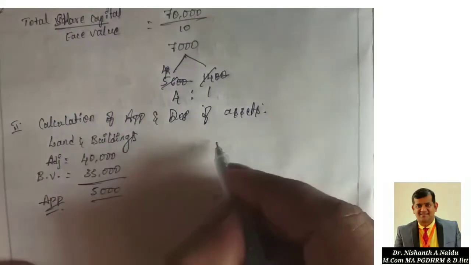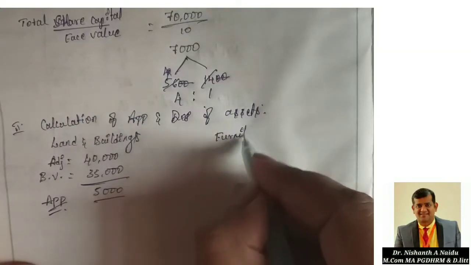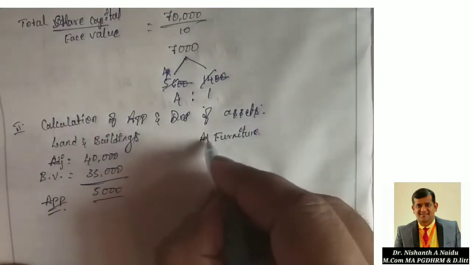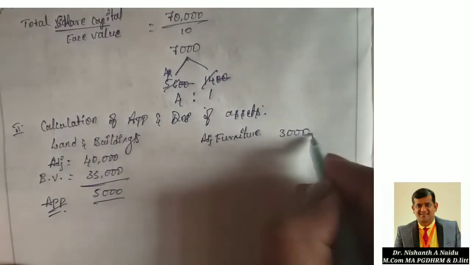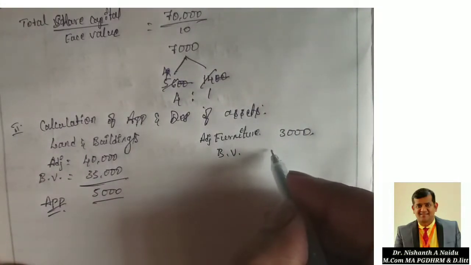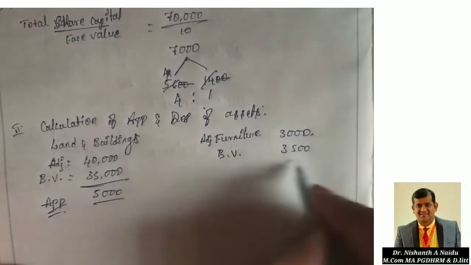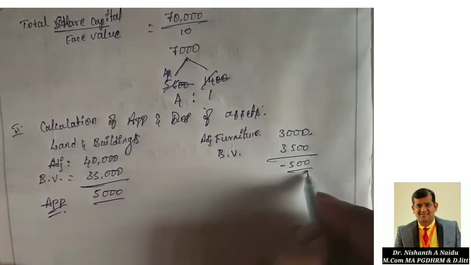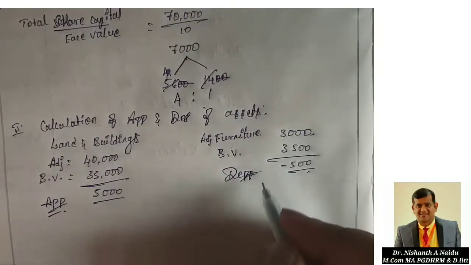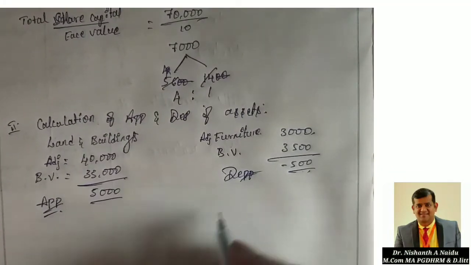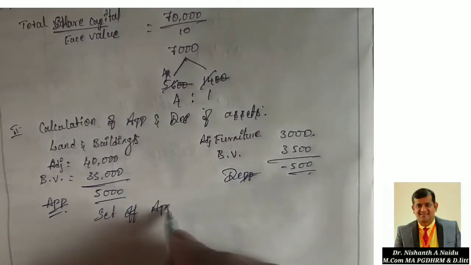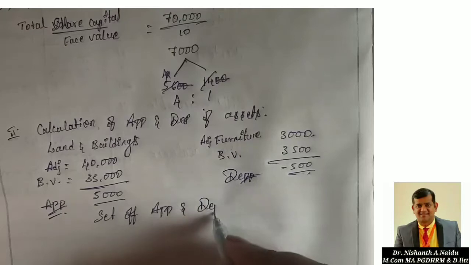The same way, take furniture. So furniture closing balance is how much? He has given 3,000 rupees. Correct. So I am writing adjustment value 3,000. It is considered as closing, and balance sheet value is going to be opening. So balance sheet value for furniture is how much? 3,500. So it is minus 500. That means it has been depreciated. So there is a depreciation. Okay, 500 rupees. So now let us set off appreciation and depreciation.